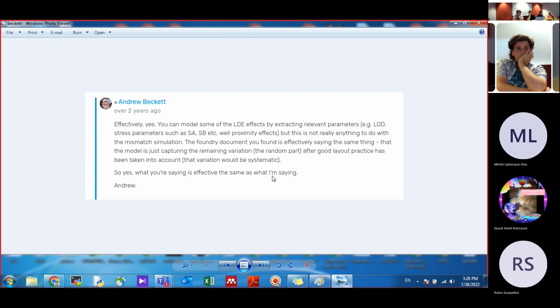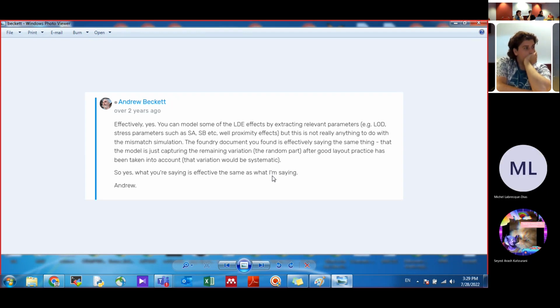Talking about the mismatch in the simulation, the founder you found is effectively talking about the random mismatch. But we have some effects, SA, SP, well proximity and everything. These are extracted during the extraction of the parasitics. My understanding is that it will not affect the mismatch because he's talking about the random mismatch.